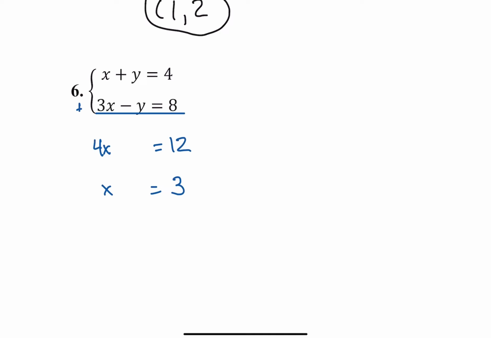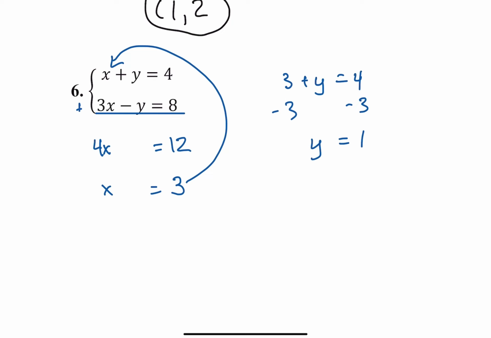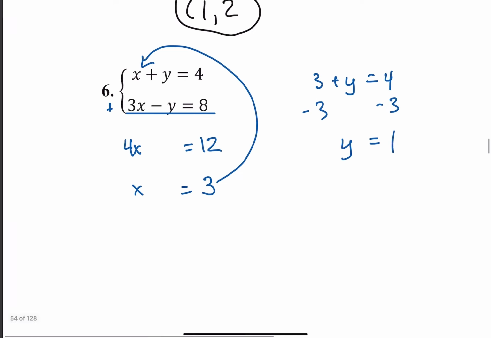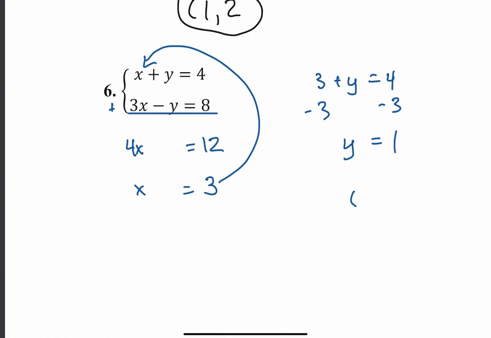And then we'll go ahead and take this 3, back substitute it, and you have 3 plus y is equal to 4. Subtract 3 from both sides, and you get y is equal to 1. And our solution would just be the point 3, 1. All right, how many were 3 for 3 on that one?